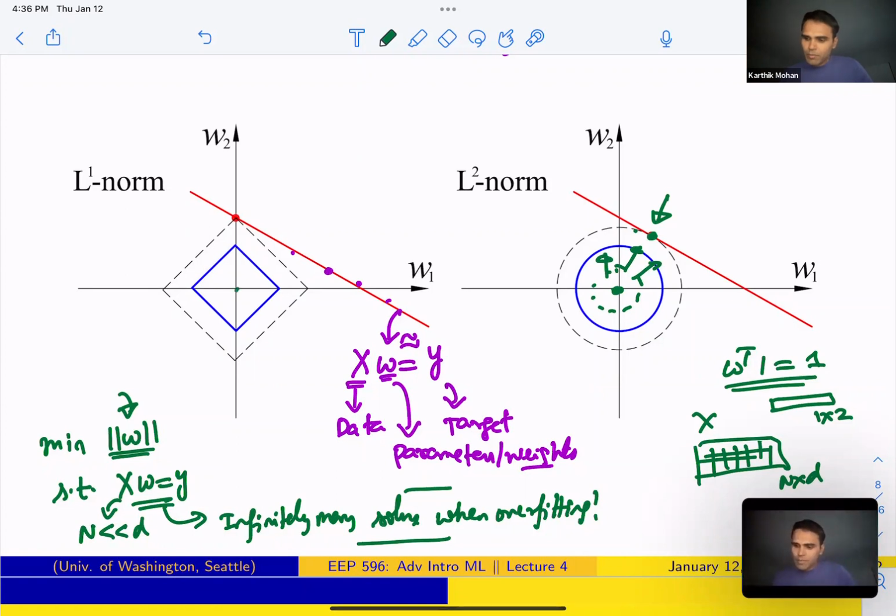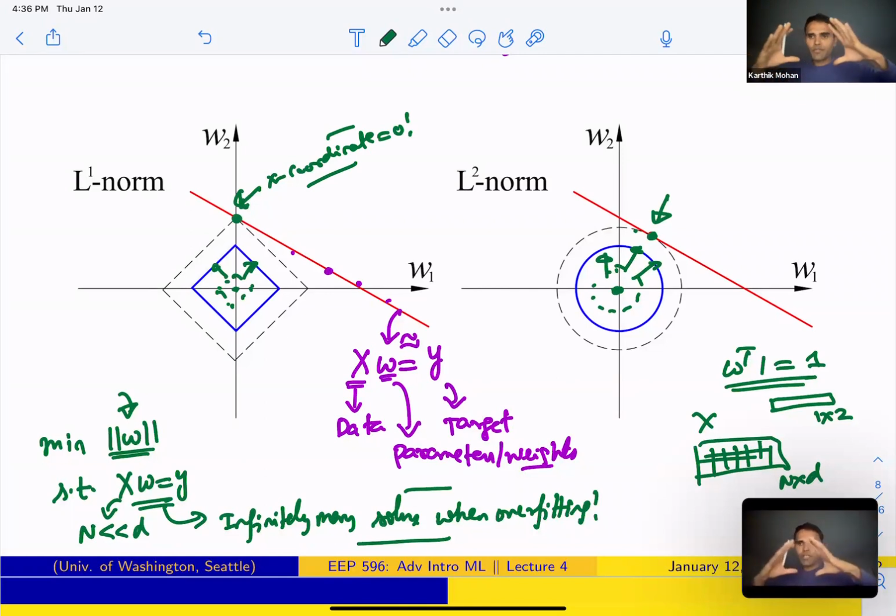If you did the same with the L1 norm, then you're looking at diamonds. So I'm going to expand these diamonds until I hit the line. So that is here. And look at where it hits. It hits on the coordinate axis. So that means the x coordinate is 0 here. This is a simple example in 2 dimensions of how the L1 norm sets some of the weights to 0 just because of the geometry of it. As you expand the diamond, you're going to hit one of the axes.